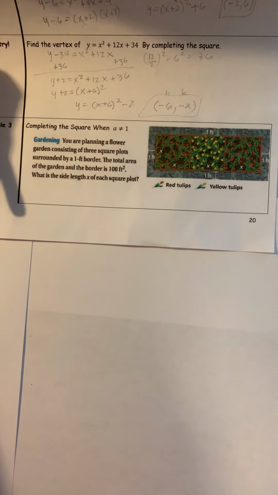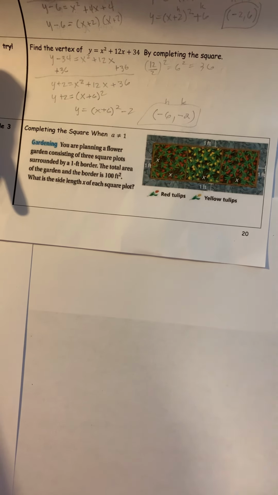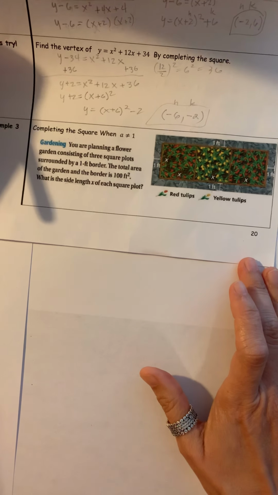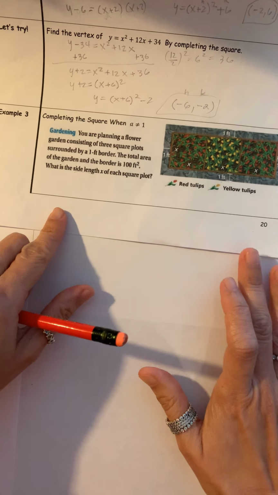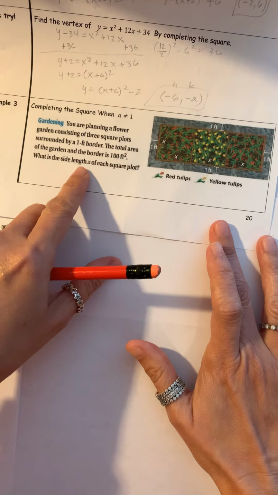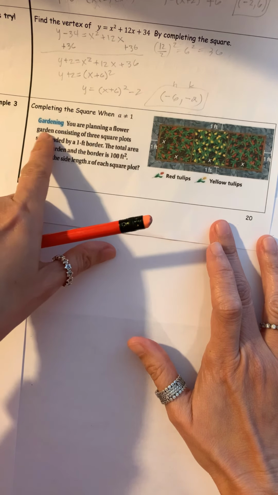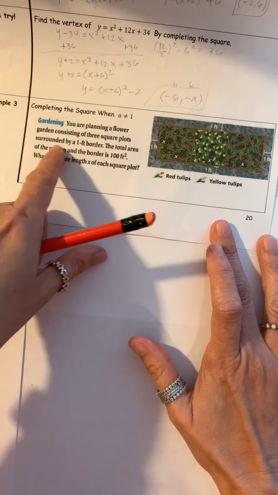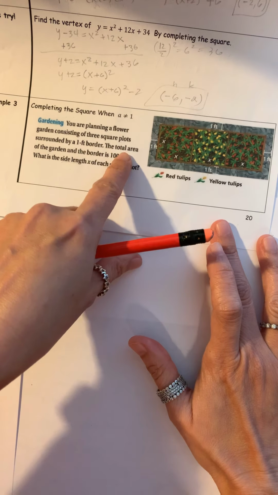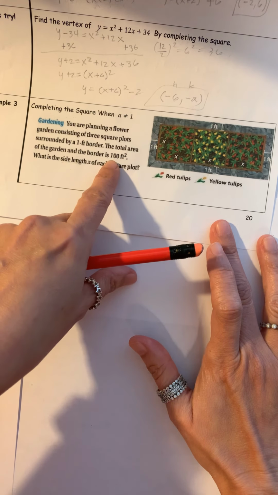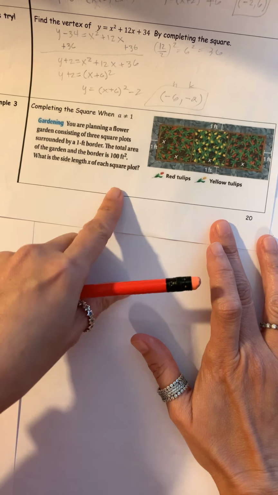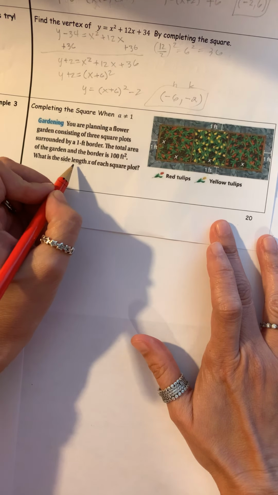Hey guys, this video is for the word problem for completing the square. So I'm going to do this word problem on our notes. It says you are planning a flower garden consisting of 3 square plots surrounded by a foot of a border. The total area of the garden and the border is 100 feet to the second power. What is the side length?